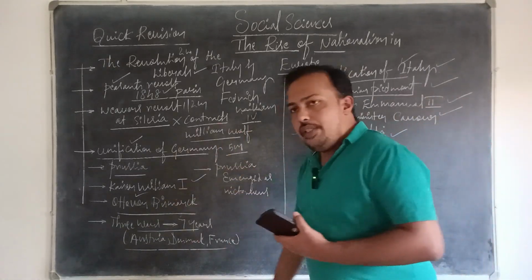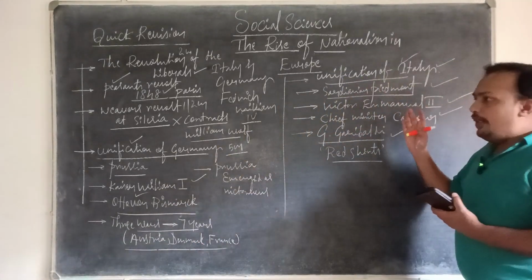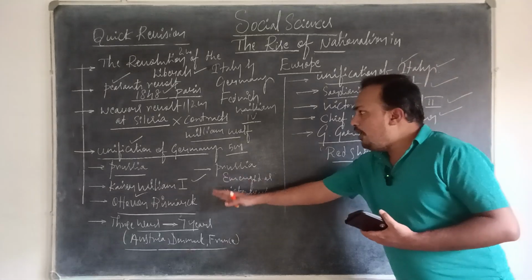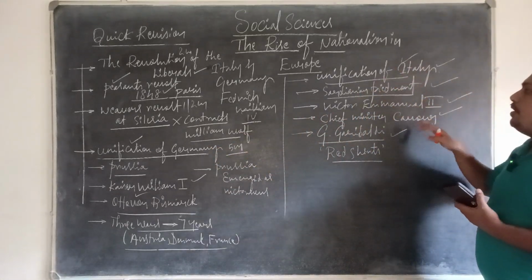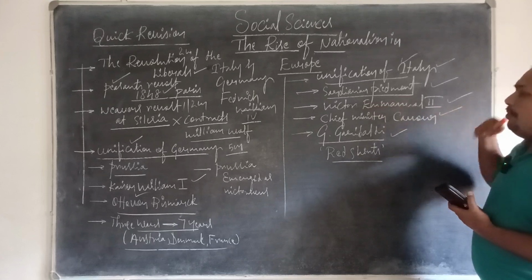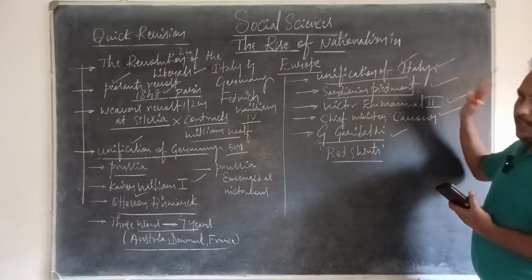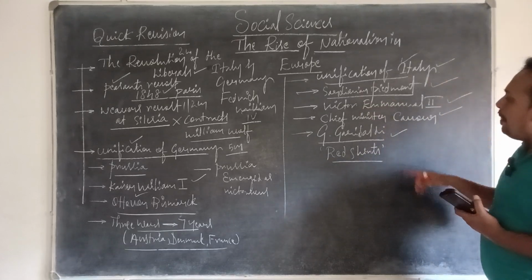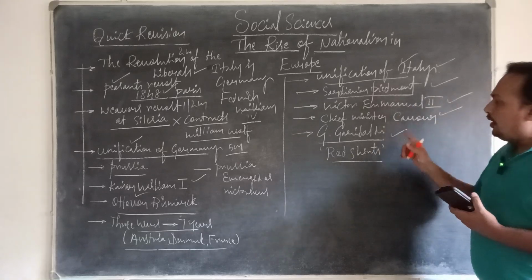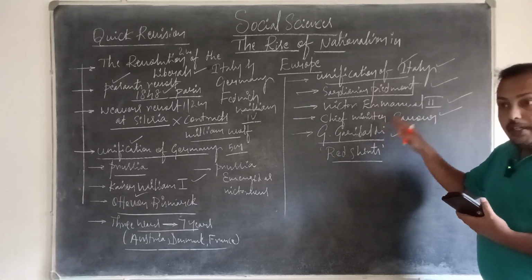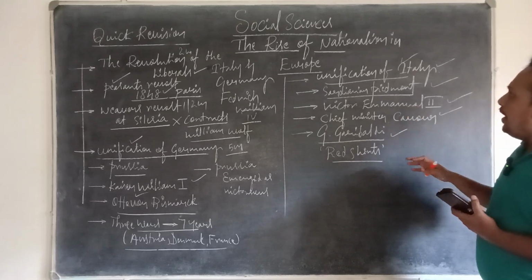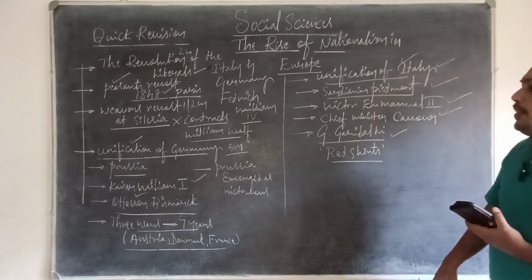Similar to the unification of Germany, it is unification of Italy. There Kaiser William became the emperor of Germany. Here after the unification of Italy, Victor Emmanuel II became the emperor of Italy. Okay. Garibaldi, you have to remember, was a disciple of Giuseppe Mazzini and was also a member of Young Italy. Okay, that's it to speak about the unification of Italy.